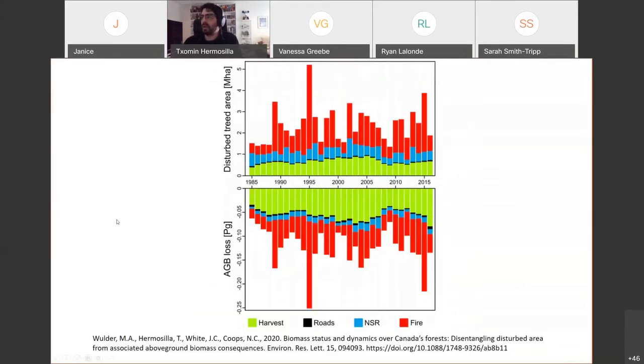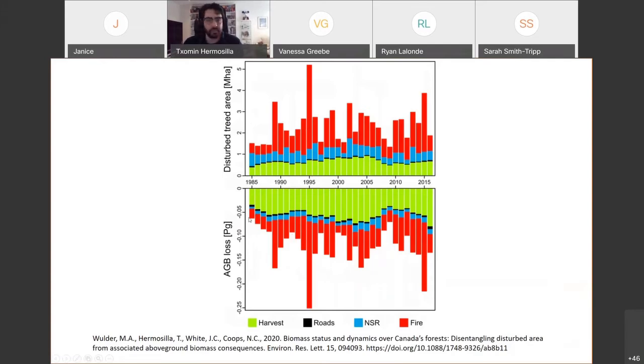So this is what we did. We got the treed area that was disturbed by the different factors: harvest, in blue would be non-stand-replacing, and in red would be fire, and compared annually for every single year with the above ground biomass losses that are related with all of these disturbance agents. So we can see that overall there is a consistency in the values of area disturbed and above ground biomass loss. Obviously, the years that have the greatest losses correspond with the years that there was exceptional fire activity.